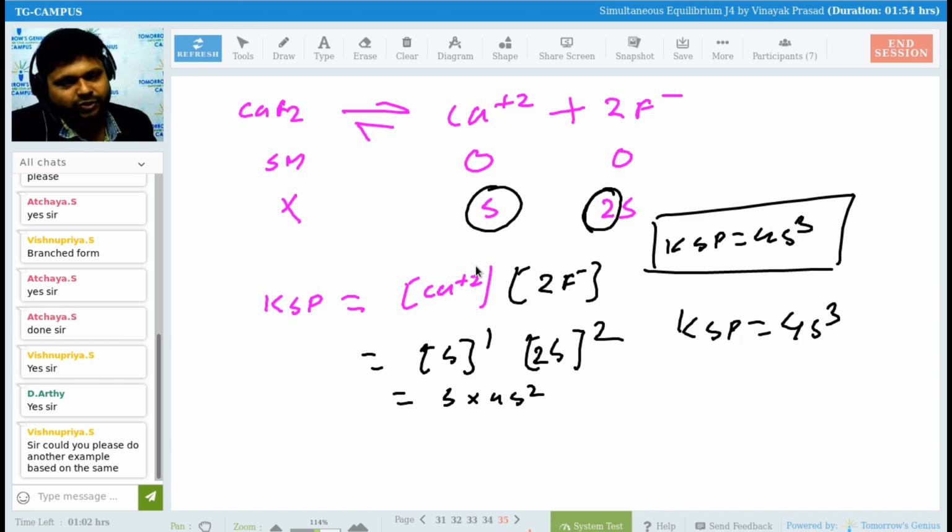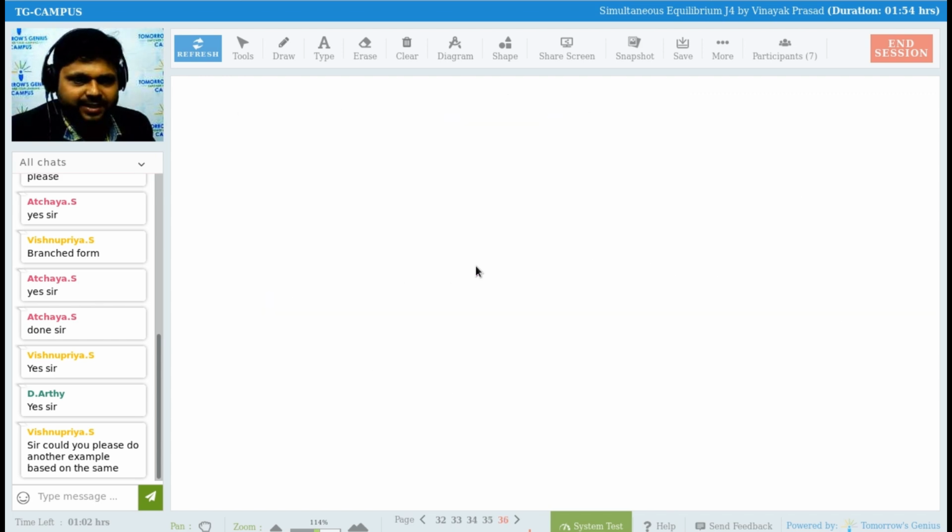See guys, I'm going to give you one short trick to find the answer for this. Again and again you have to write all these things. So besides this, I'm going to give you one short trick for this type of question. Let's suppose we are having AgCl. There is no coefficient, so we can write 1.